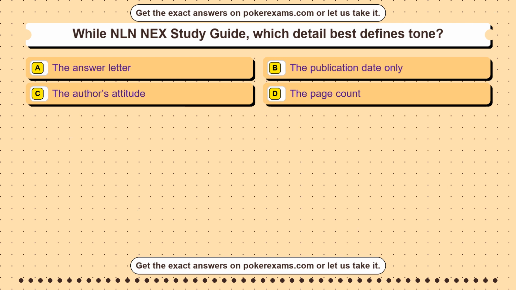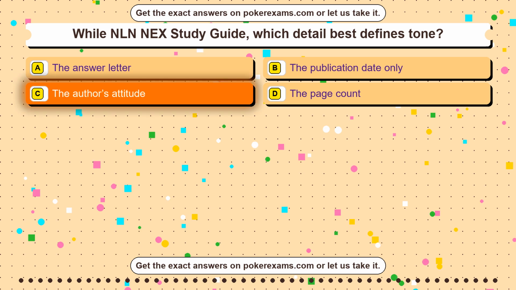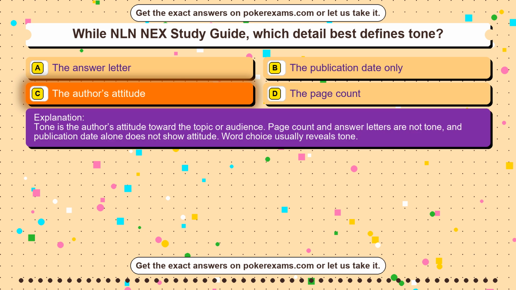Question 47. While NLN NEX Study Guide, which detail best defines tone? Option A. The answer letter. Option B. The publication date only. Option C. The author's attitude. Option D. The page count. The correct answer is option C. The author's attitude. Tone is the author's attitude toward the topic or audience. Page count and answer letters are not tone, and publication date alone does not show attitude. Word choice usually reveals tone.